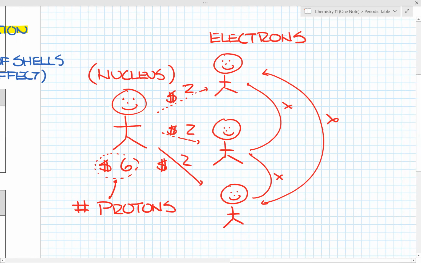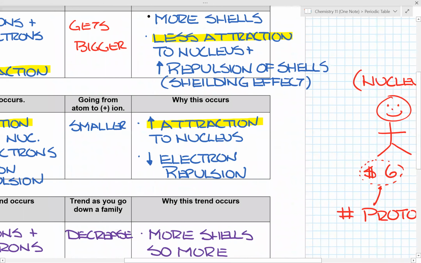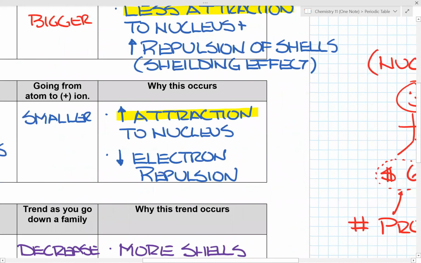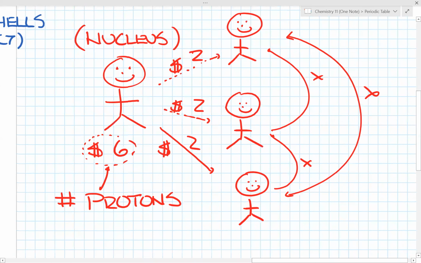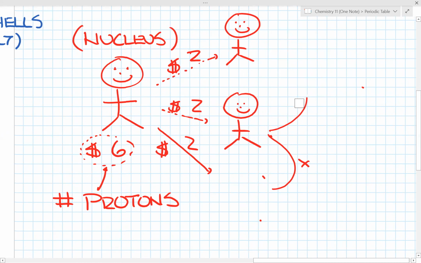And so the family needs to spread out. Less attraction, more repulsion. Now, you might say, well, what if it is a positive ion? Why does it get smaller? Well, a positive ion would be like, let's go back to our original. Let's say we had the original two kids. Give me a second here.